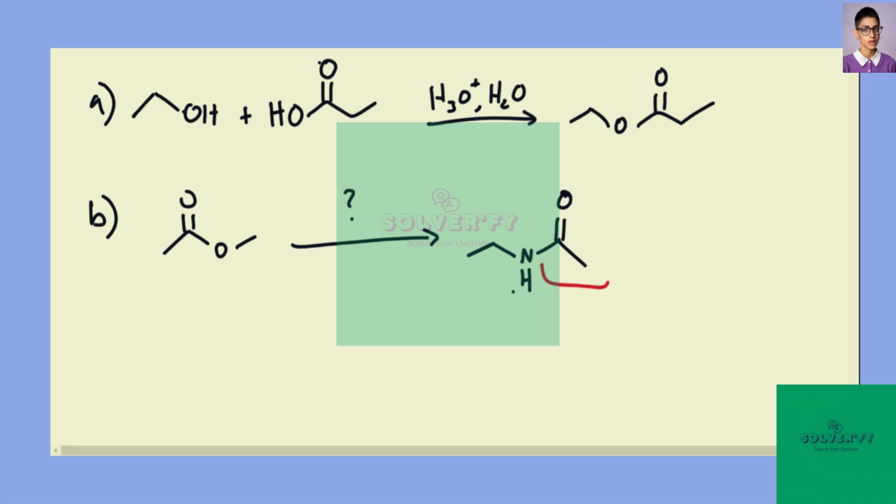Okay, so in doing this question, the first thing we've got to do is look for similarities and differences. Obviously, this whole part is similar with this whole part, which means that this is probably the only group that changes. So one thing we can add is, obviously, we're going to have to add our amide. So we're going to have CH3CH2NH2.